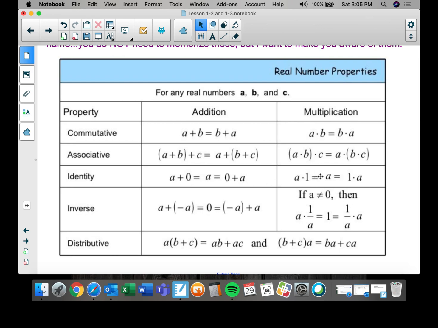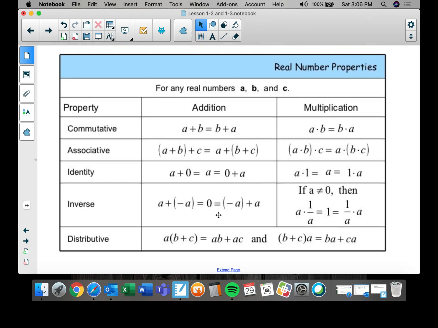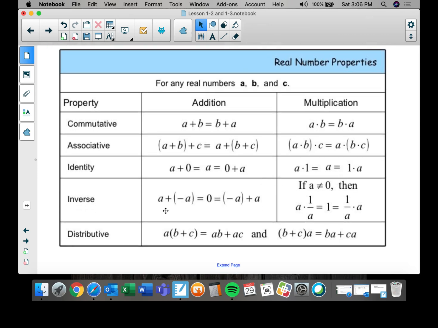When you multiply by 1, you get the same thing back. So your additive identity is 0. Your multiplicative identity is 1. And then if we take a look at the inverse, that just means if you add the opposite, you get back to 0. Or if you multiply by the reciprocal, you get back to 1.